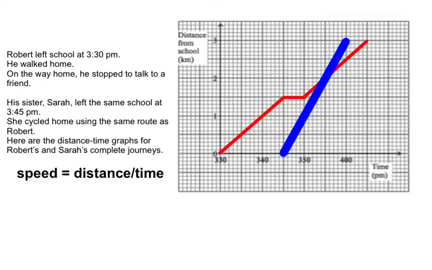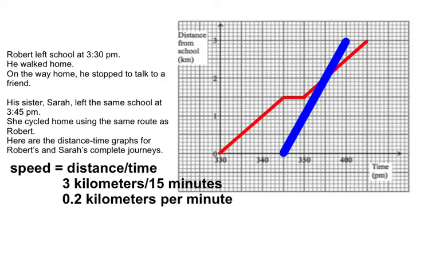Now let's look at Sarah's journey. That's the part in blue where she was cycling home. Look at her y values to find the distance, the x values to find the time, and then divide them to find her speed. If you did this correctly, you'll see that Sarah traveled 3 kilometers in 15 minutes. So that comes out to be 0.2 kilometers per minute.